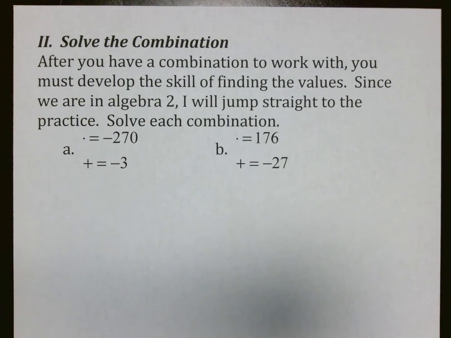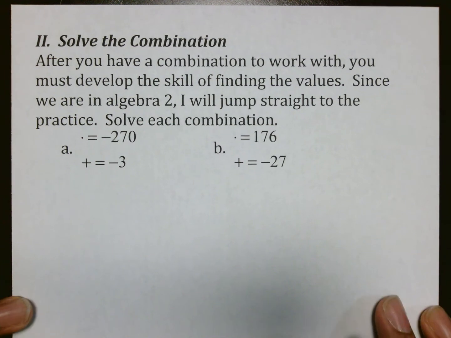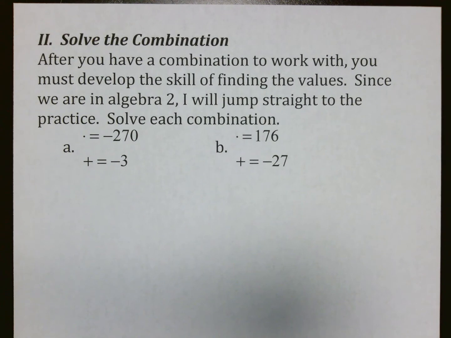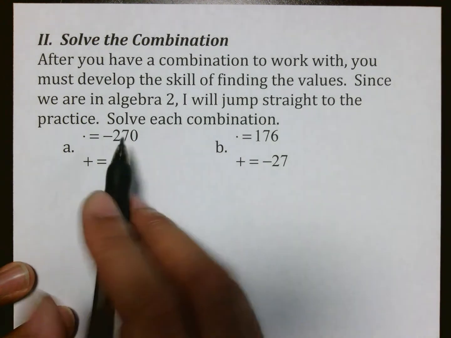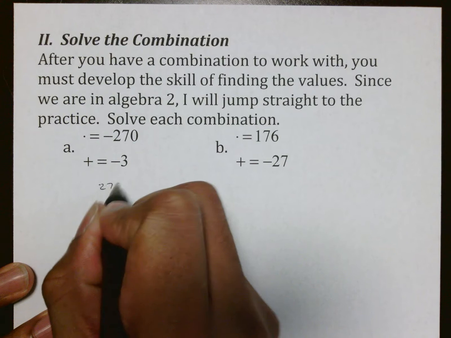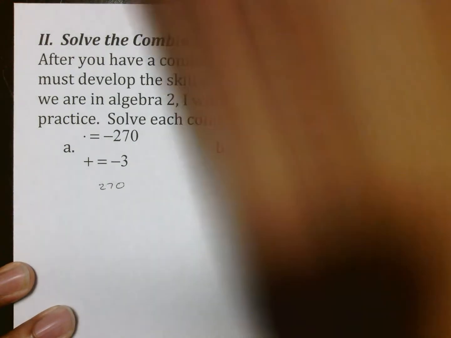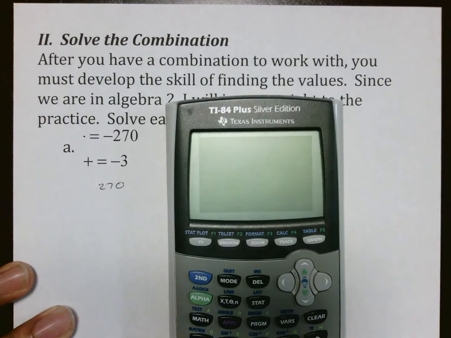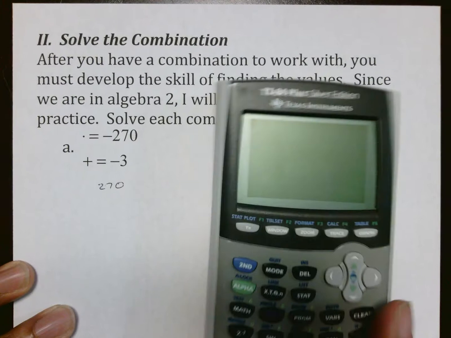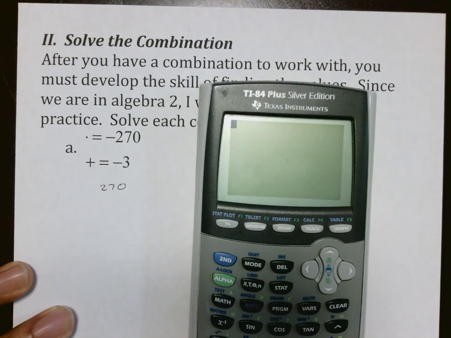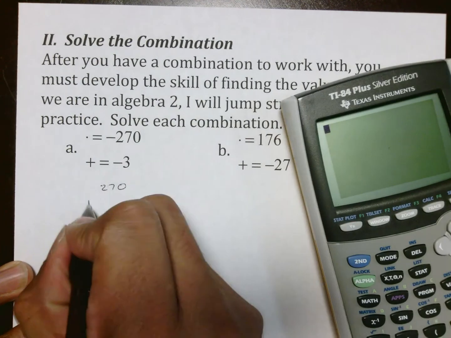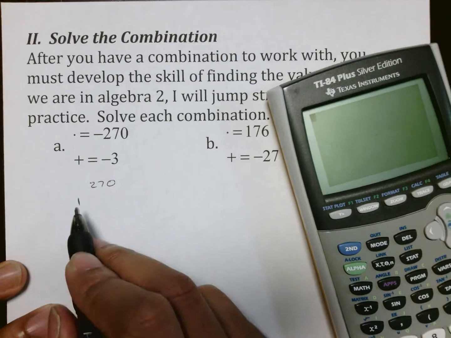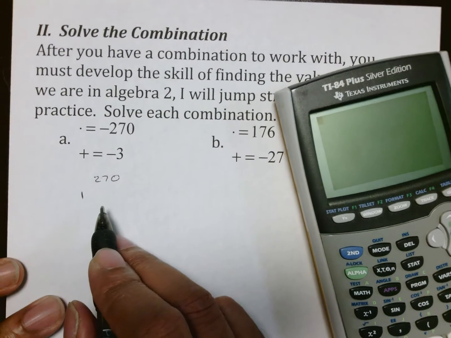So after you have a combination, you now have to develop a skill of finding the value. So since we're in Algebra 2, I'm going to jump straight to the practice, because again, your skill set is higher, which means I can do this. What I would do is take the number that multiplies to make 270, and again, in the hard problems, I would just make what we call a factor tree. The way you make what I call a factor tree is you start with 1 and you keep putting numbers that multiply until you get something that is equal or higher in your calculator.